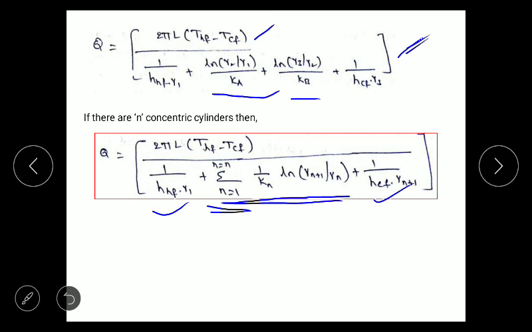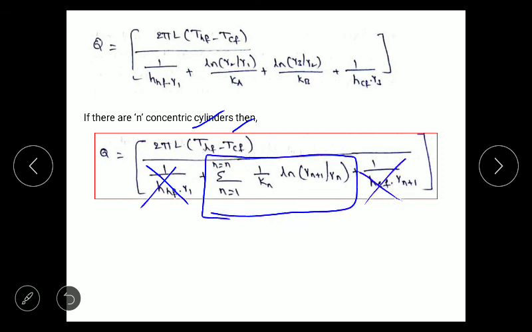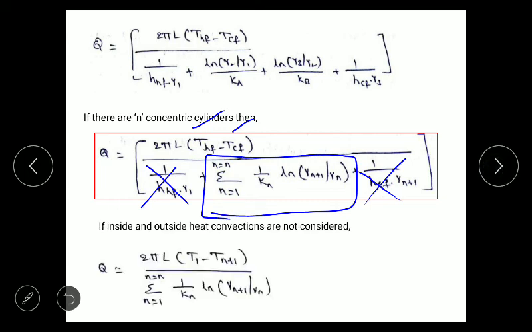If we have no convection, here we have convection, so we got these h_hf and h_cf things. If we have no such convection heat transfer, and it is only conduction from T1 to some T(n+1), and there are no such things, then we are left with only the conduction terms. Then Q can be written as this: T1 minus T(n+1) divided by the sum from n equal to 1 to n. This is the same. As many concentric cylinders we have, that many terms we write over here. This is the generalized equation for concentric cylinders, right? So thank you.